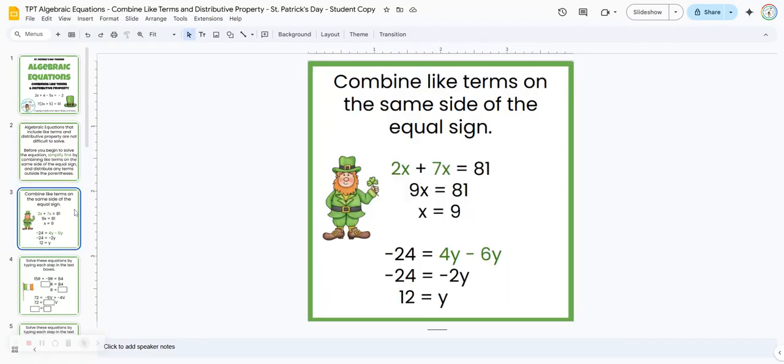So we're going to start with just combining like terms. So you can see in green here we have 2x and 7x. They are like terms and they're on the same side of the equal sign. So we can combine them to get 9x. Now we just have a one-step equation to solve. Here again we have like terms on the same side of the equal sign. If we combine them to get negative 2y, then we can go ahead and solve for y.